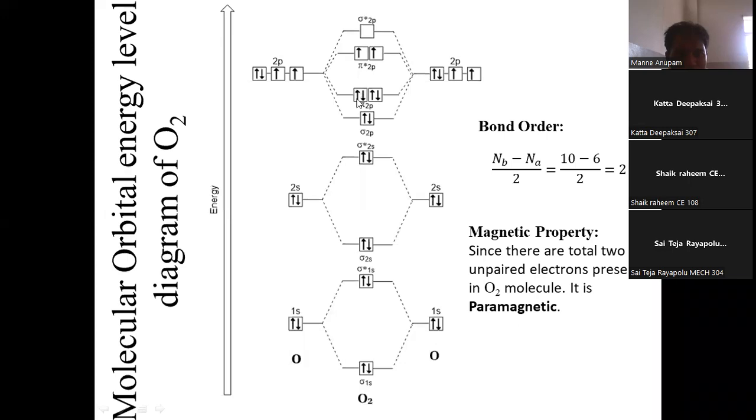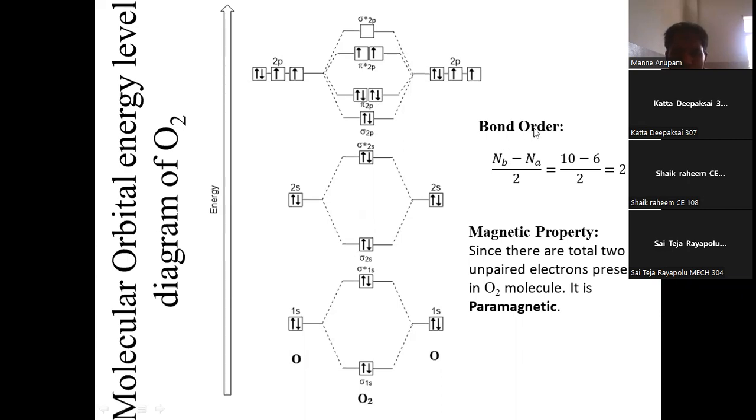How are they filled up? First 1 electron here, then a second electron here, then a third electron here, then a fourth electron here. So the total electrons consumed is 6 electrons. Out of 8, 6 are consumed. Another 2 electrons, 1 electron here and another electron here. So the total number of electrons filled up is 8 electrons.